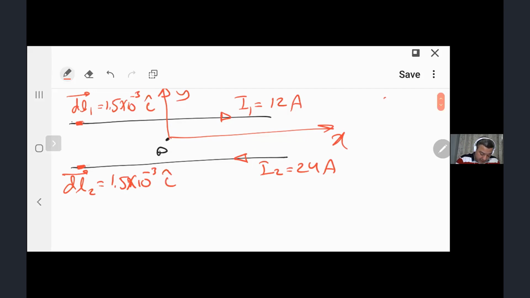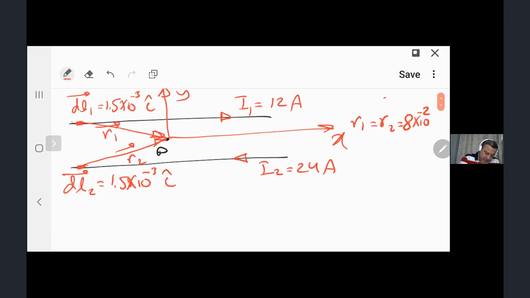Now I have here two vectors. I would call this one R2 and this one R1. Both of them have the same magnitude, so R1 equals R2 equals 8 centimeters. So this little differential wire is going to give me a little differential magnetic field.